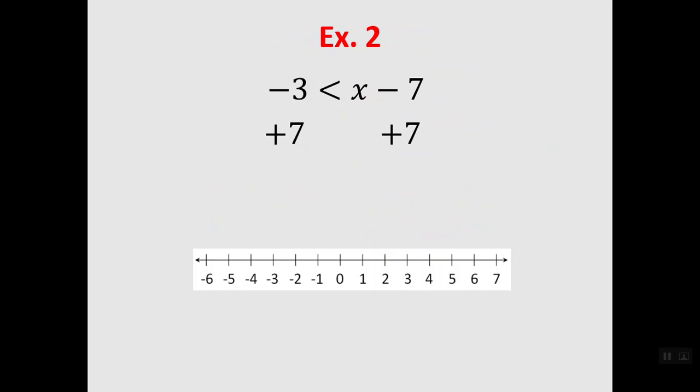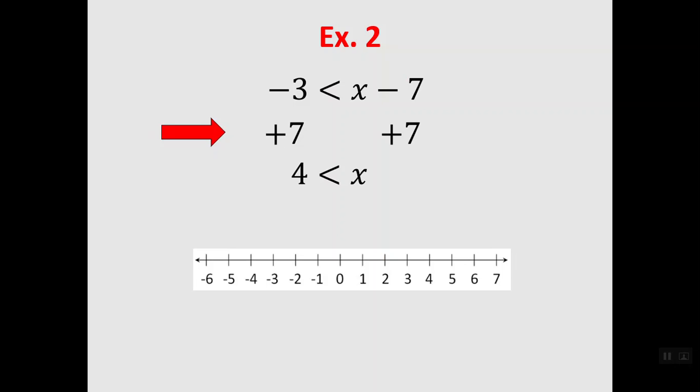So when we do our simplifying, we have to think about, what did I just do? We just added. Adding to both sides doesn't mean you need to do anything special with our sign. So negative 3 plus 7 is 4 is less than x.